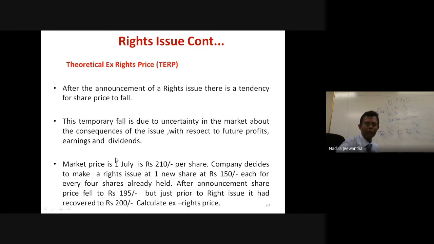Now, shall we attempt this question, please? Market price on 1st July 2000 is 210 per share. The company decided to make a rights issue of one new share at 150. So the rights issue price is what? 150. The rights issue price is 150.